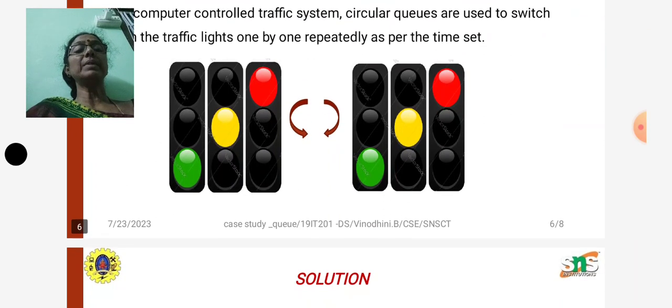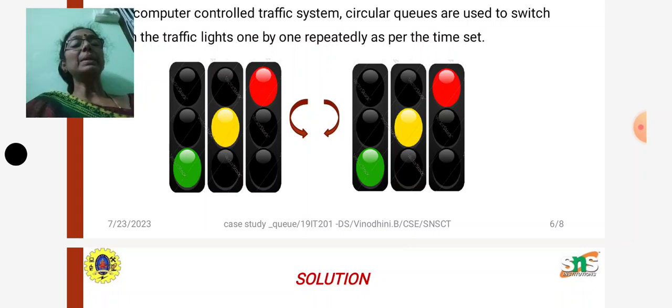First, on the left-hand side, we have the green signal. After the green signal is over, at a particular timer, the yellow signal is on. At the next timer, the red signal is on. So this is the flow between the three colors in the traffic signal. Based upon that, the traffic signal is controlled. This is the best example of something executed based on the circular queue concept.